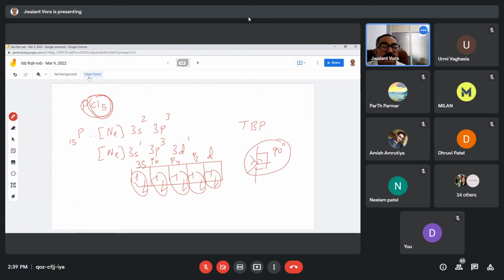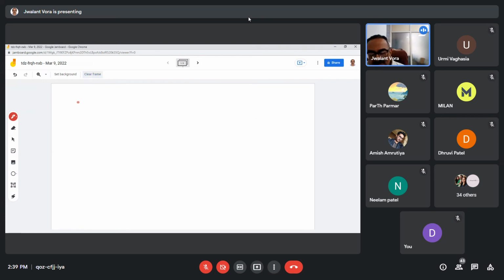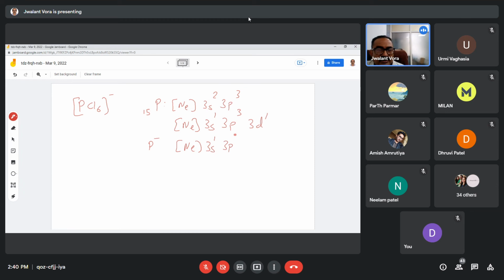Last molecule, PCl6 minus. So phosphorus 15, neon 3s2, 3p3, excited state neon 3s1, 3p3, 3d1. Phosphorus minus will be neon core 3s1, 3p3, 3d2.